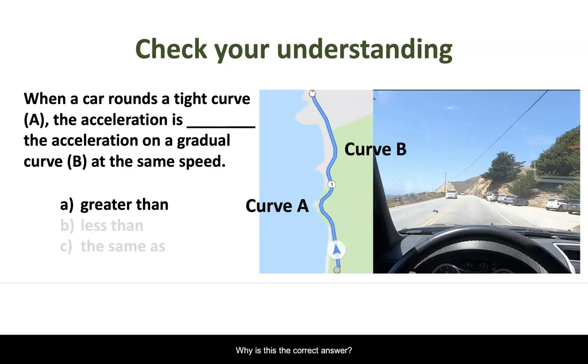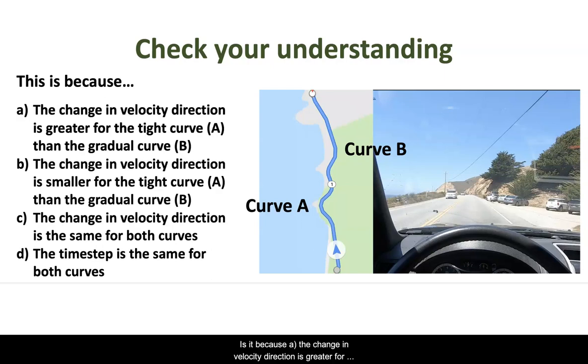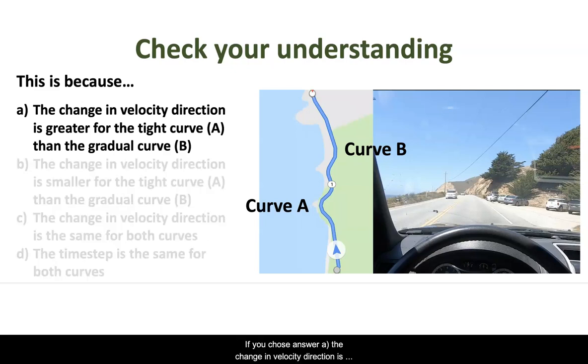Why is this the correct answer? Is it because A, the change in velocity direction is greater for the tight curve than the gradual curve? B, the change in velocity direction is smaller for the tight curve than the gradual curve? C, the change in velocity direction is the same for both curves? Or D, the time step is the same for both curves? Feel free to pause the video to answer this question. If you chose answer A, the change in velocity direction is greater for the tight curve than the gradual curve, you are correct.